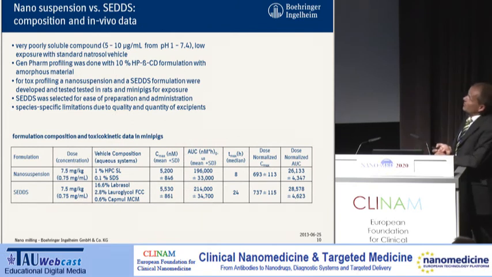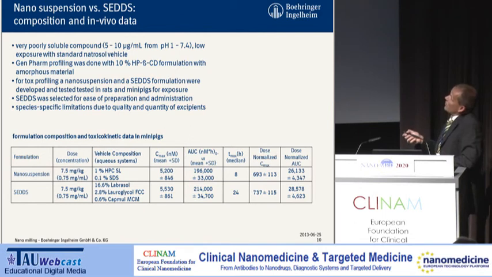And here's another example. Again, a poorly soluble drug. You see over the whole pH range a very low solubility, which gave exposure problems with the standard vehicles. The first profiling was done with HP beta again, but when it came to the tox profiling, a nanosuspension, shown down here, and a self-emulsifying drug delivery system were compared. Both in the end showed roughly the same in vivo performance if you look at the Cmax and the AUC values.